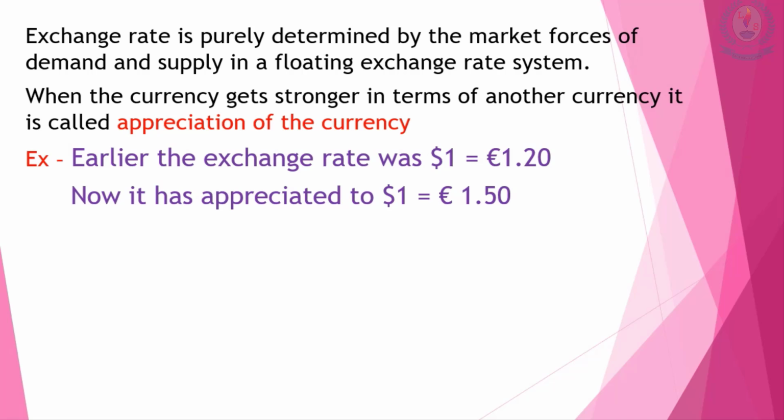So, when it comes to a floating exchange rate system, an increase in the currency is known as appreciation, whereas in a fixed exchange rate system it is called revaluation. Here the only difference is the different names of the two systems. But ultimately what happens in appreciation as well as revaluation is that the value of the currency is increasing. Now as per this example, with $1 earlier they were able to buy only 1.2 euros. But now with $1 they are able to buy 1.5 euros.